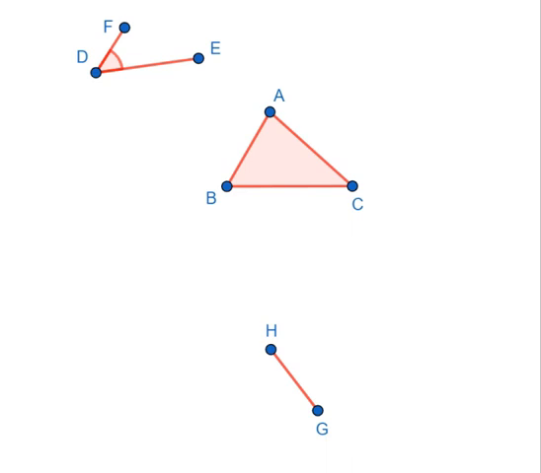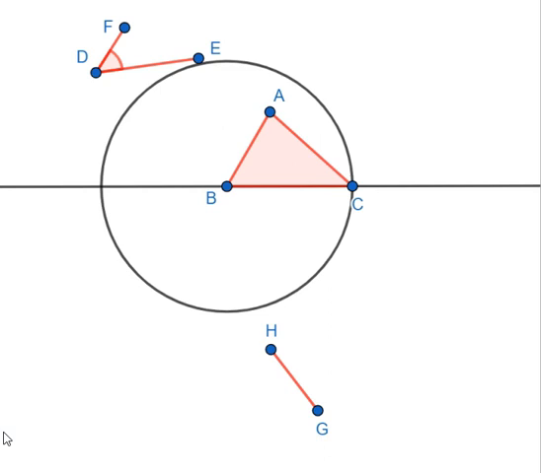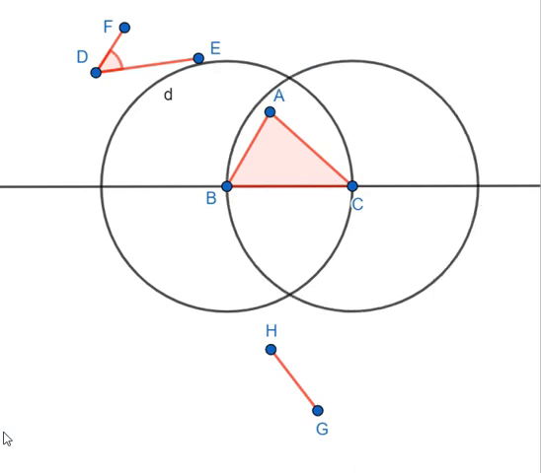So let's first convert this BC line segment into a line, right? Now we have to find the midpoint of BC. How do we do that? We draw a circle with B as the center and BC as the radius. Similarly, we draw a circle with center C and BC as the radius. Now these two circles intersect each other, so we mark the points of intersection I and J.